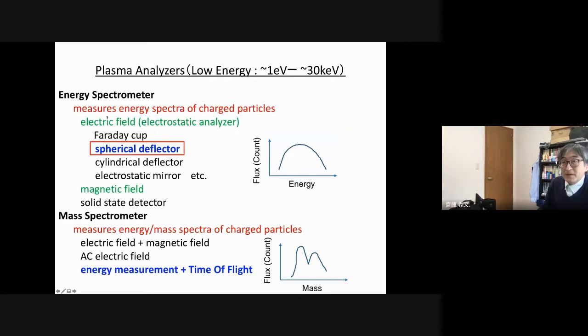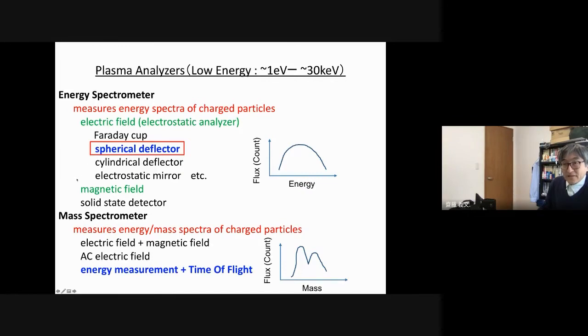There are several instruments for these energy spectrometers, including the instrument using electric field, that is the electrostatic analyzer, others using magnetic field, and some instruments that use a solid state detector if the measurement energy is high. Among the electrostatic analyzers, there are several types, including Faraday cup, spherical deflector, cylindrical deflector, electrostatic mirror, and so on. Today I will mainly talk about the spherical deflector.